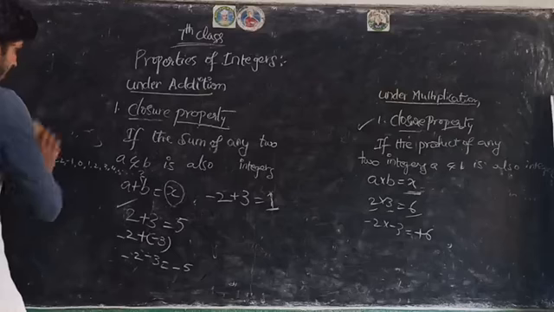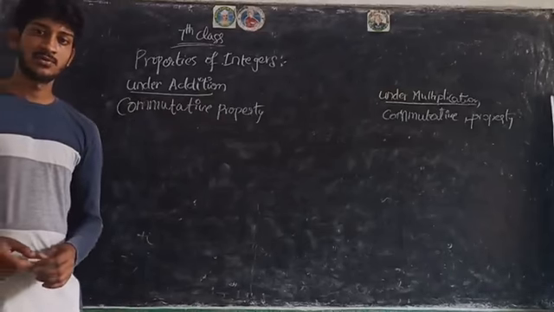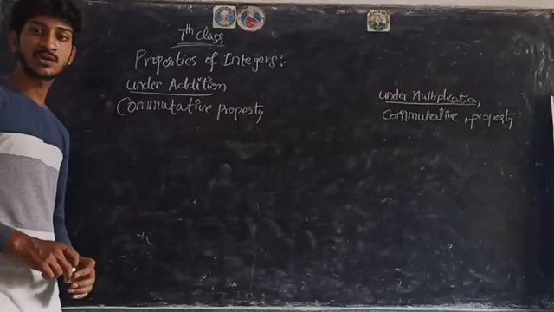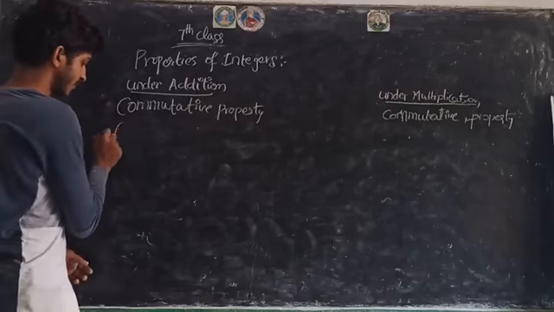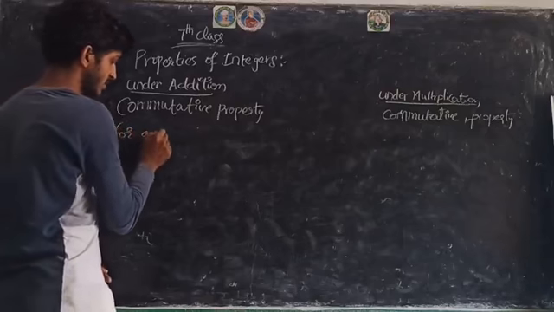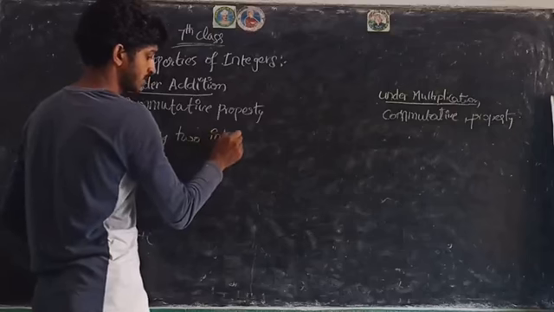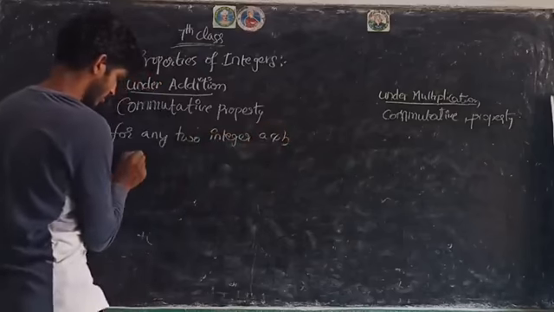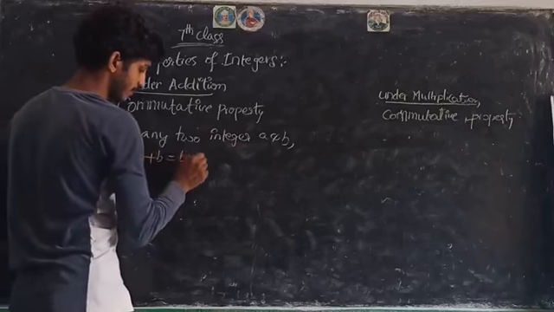And the next property is commutative property. Okay, children, the next property is commutative property under addition and commutative property under multiplication. Commutative property states that for any two integers a and b, a plus b is equal to b plus a.